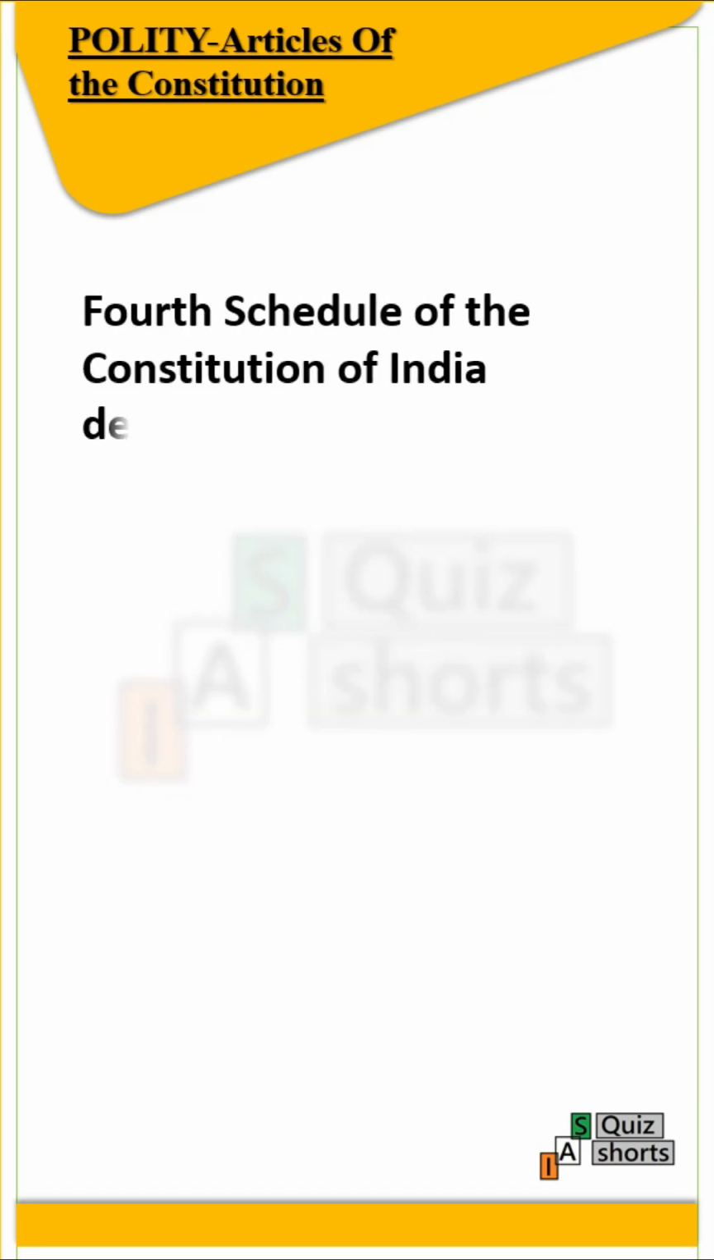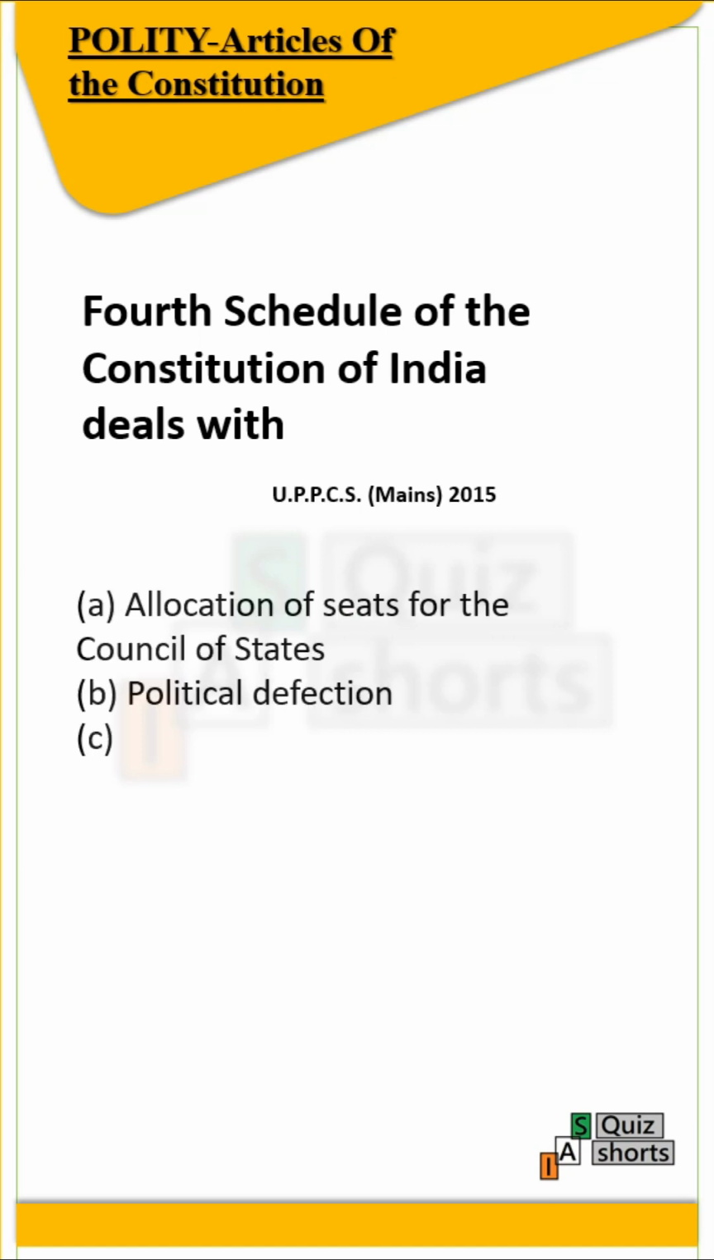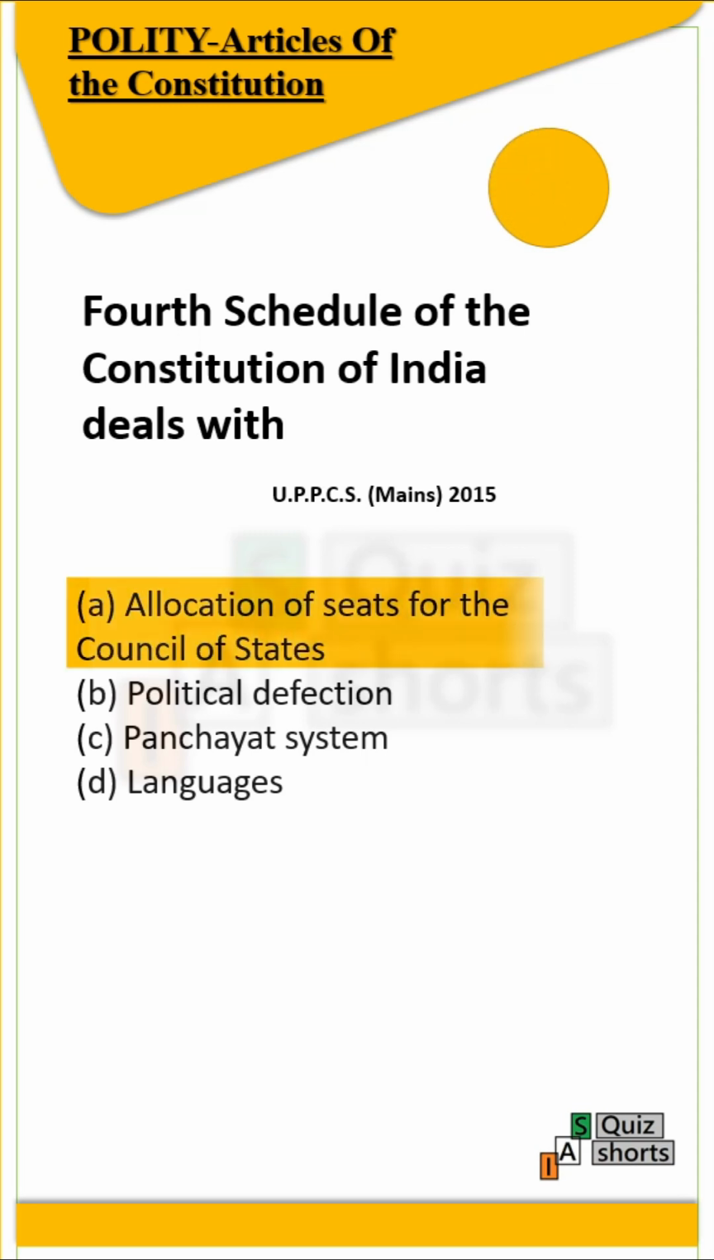Fourth schedule of the Constitution of India deals with: A. Allocation of seats for Council of States, B. Political defection, C. Panchayat system, D. Languages. Answer is option A. Allocation of seats for the Council of States.